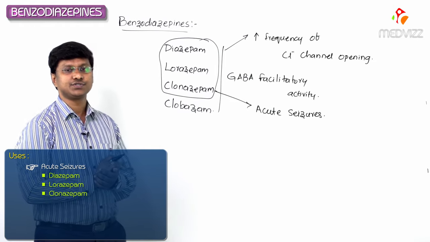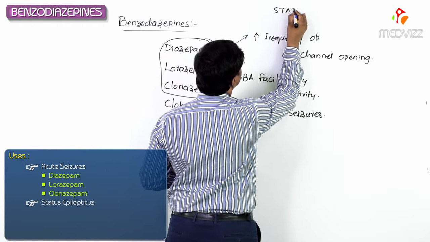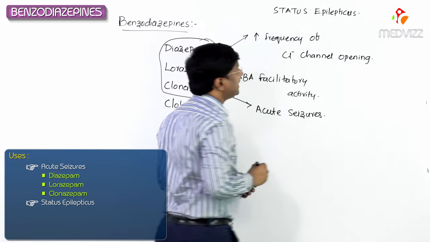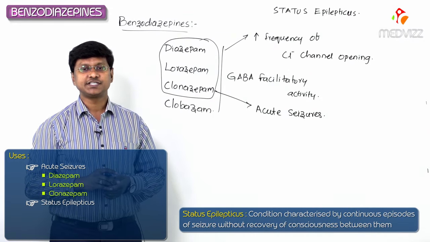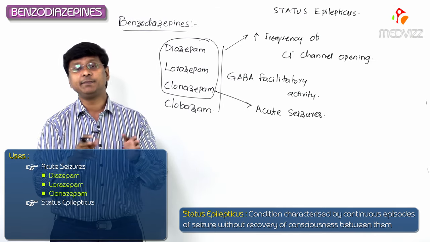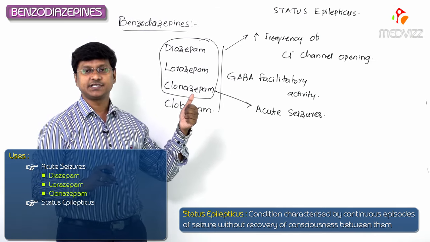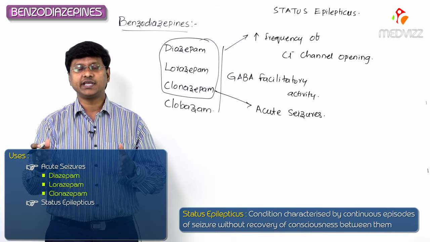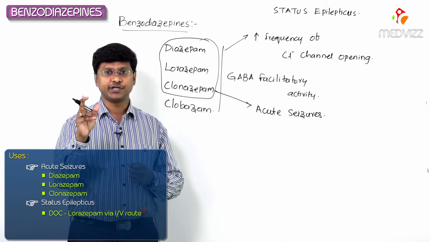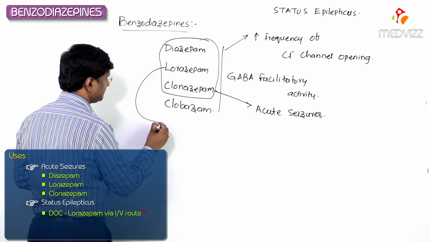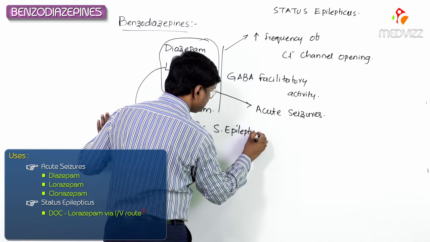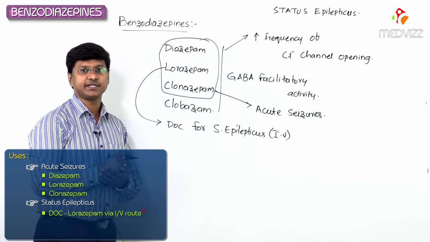We have a terminology which is called status epilepticus. What is this status epilepticus? Remember, status epilepticus is that clinical condition which is characterized by continuous episodes of seizures without regaining consciousness in between the episodes. For status epilepticus, the drug of choice is lorazepam. And here we give this lorazepam via intravenous route.